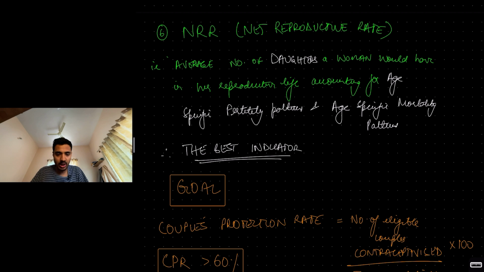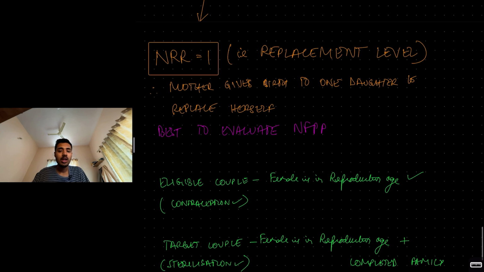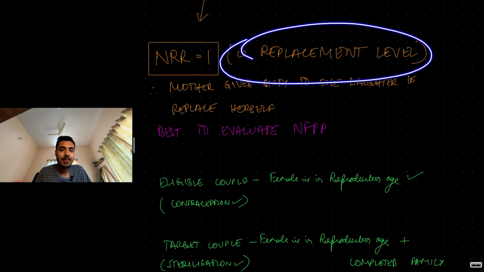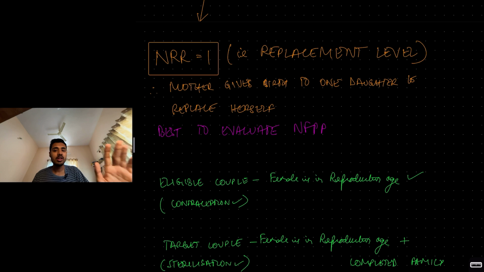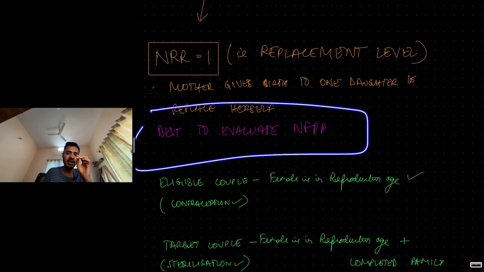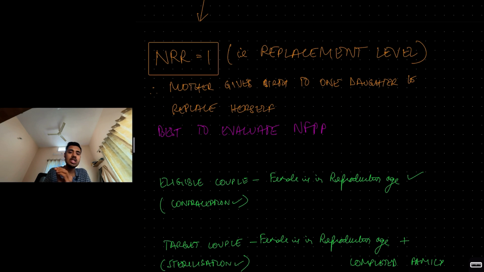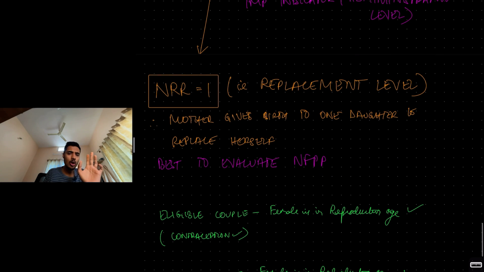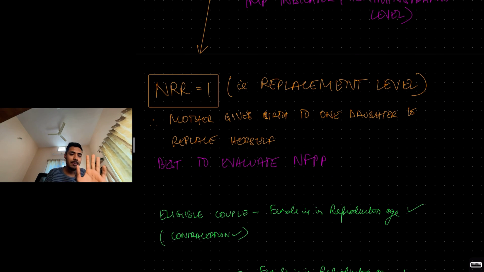Now, the goal is net reproductive rate should be equal to 1. What does that mean? It is at replacement level. That is, a mother gives birth to one daughter to replace herself. Understood? If NRR is equal to 1, the average number of daughters a woman gives birth to is one. That is the goal. That is the best method to evaluate NFPP, National Family Planning Program. This is how the population remains stable. Every mother replaces herself with one daughter.